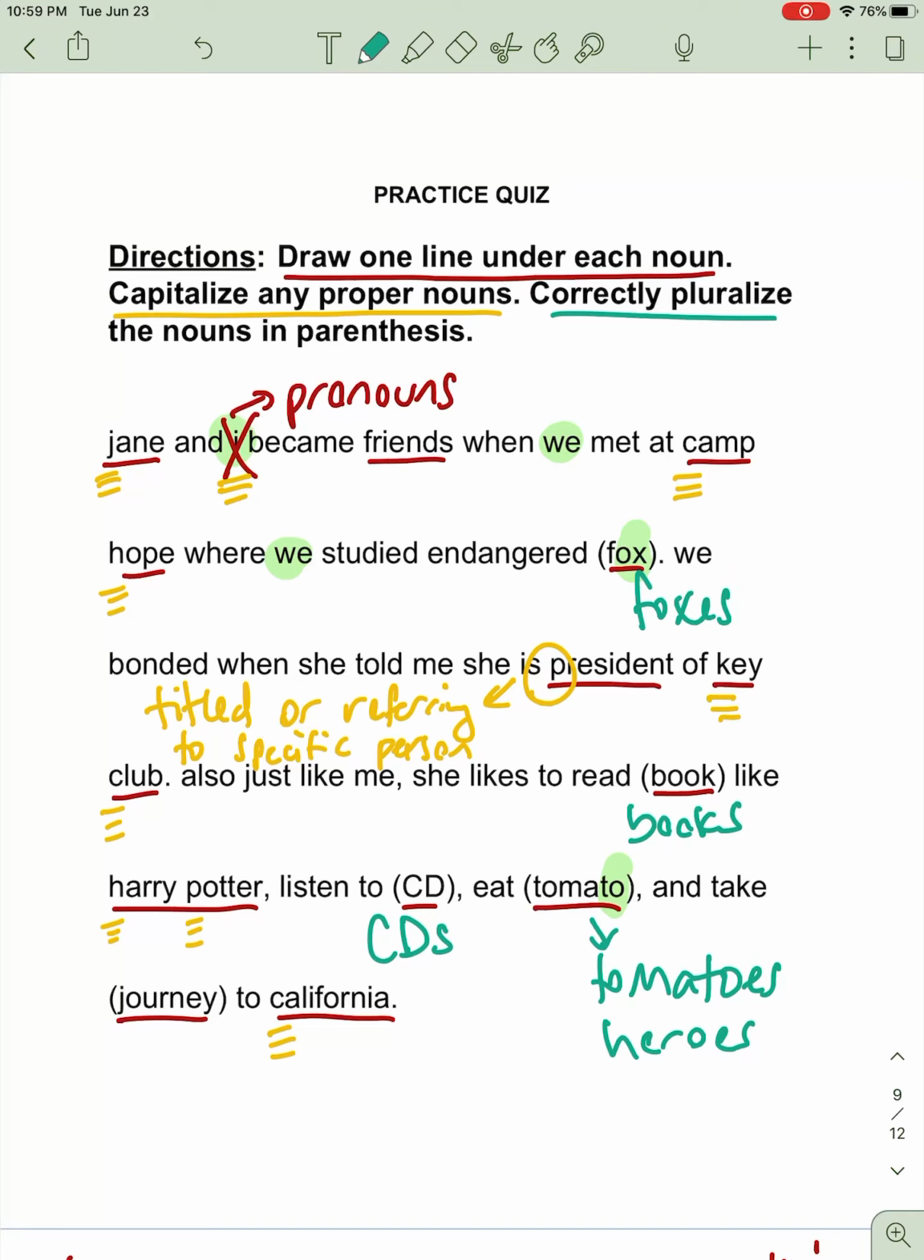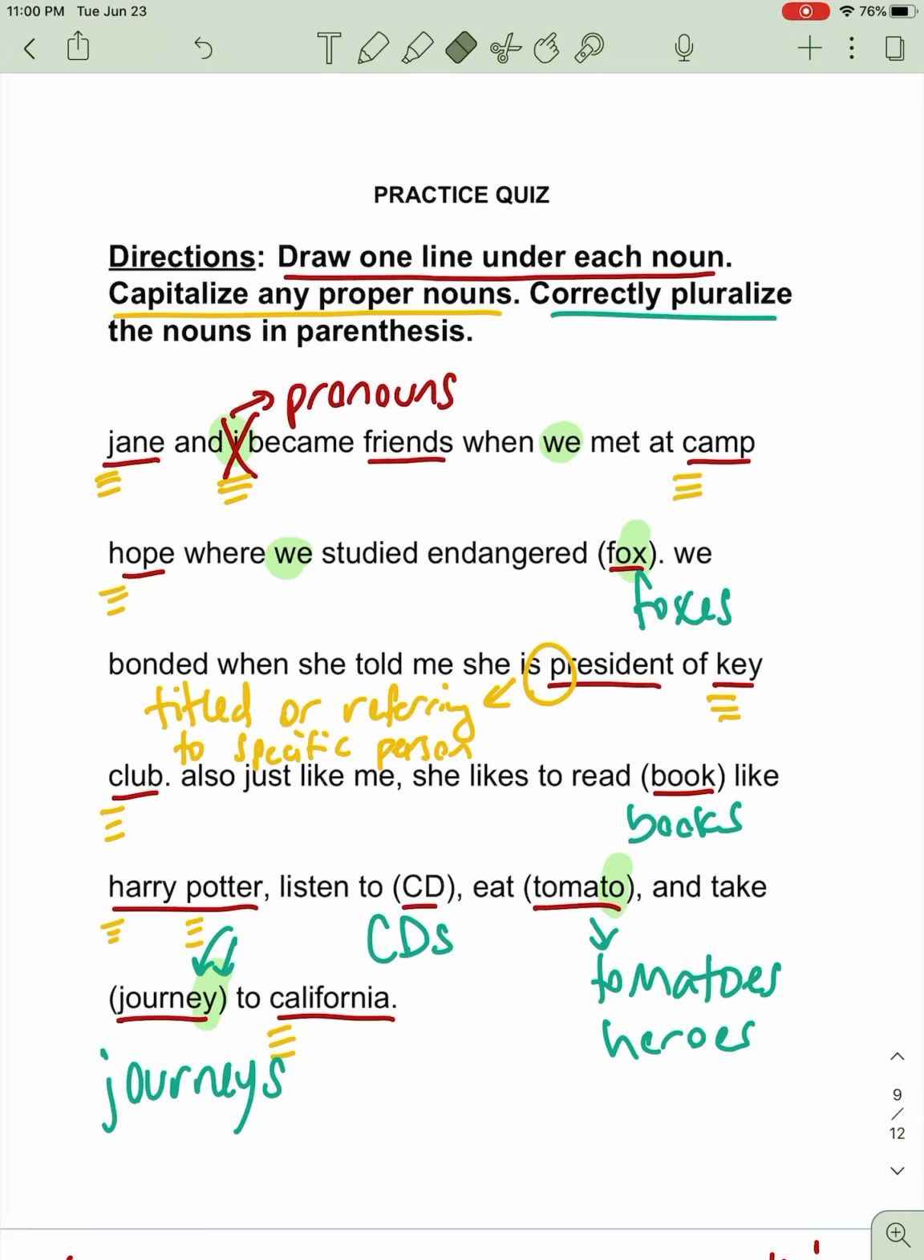And then journey. So notice journey ends in a Y. So I need to look at the letter right before the Y, and we have a vowel. So because I have a vowel, I'm just going to add an S here. And think of it this way. If I wrote it like that, that just looks weird. So when you see a vowel before your Y, you're going to just add an S.